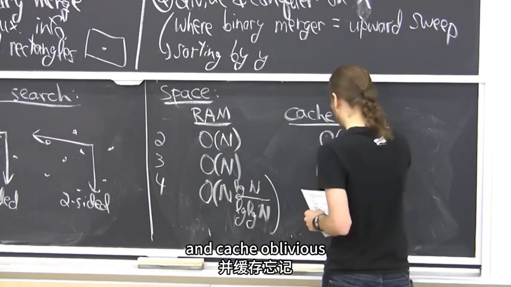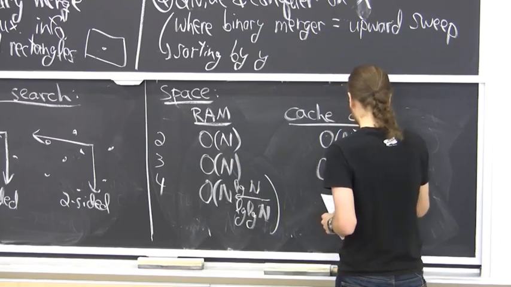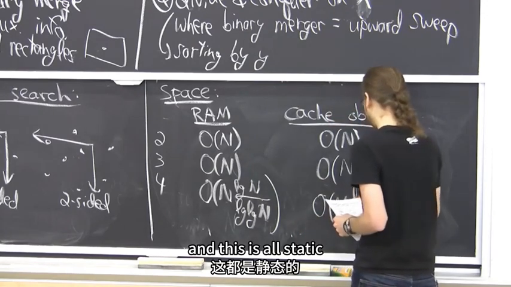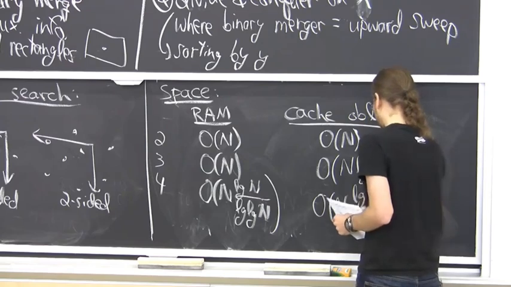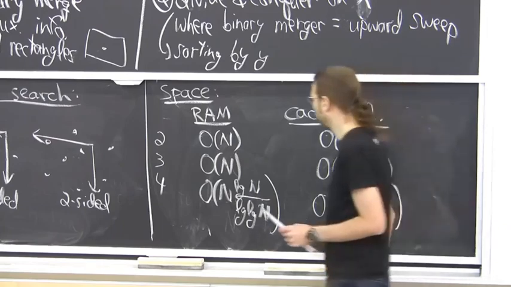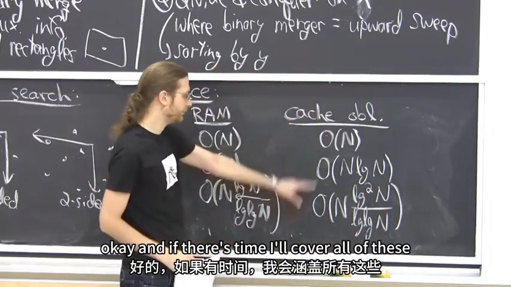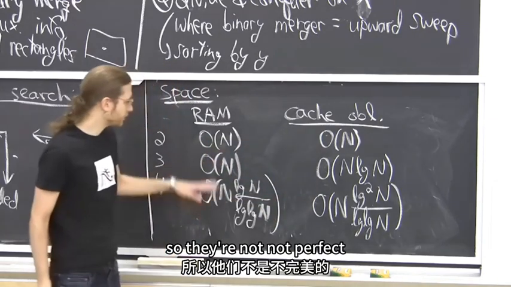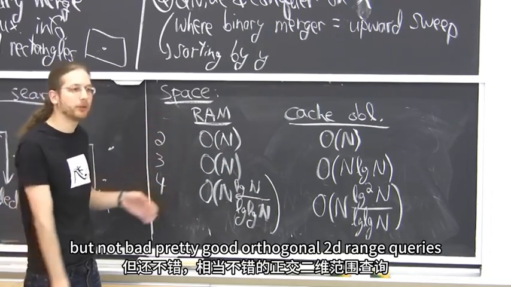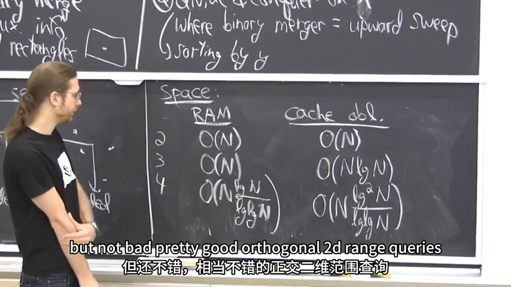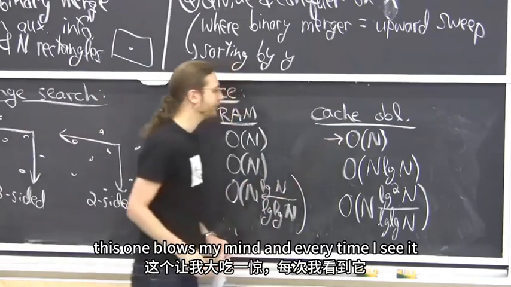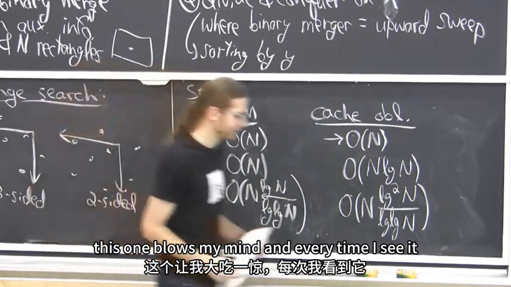And cache oblivious, here's what we can do. This is with optimal query times. And this is all static. Okay, and if there's time, I'll cover all of these. So they're not perfect. These two were off by a log factor. But not bad. Pretty good orthogonal 2D range queries. And really the coolest one is this one. This one blows my mind every time I see it.